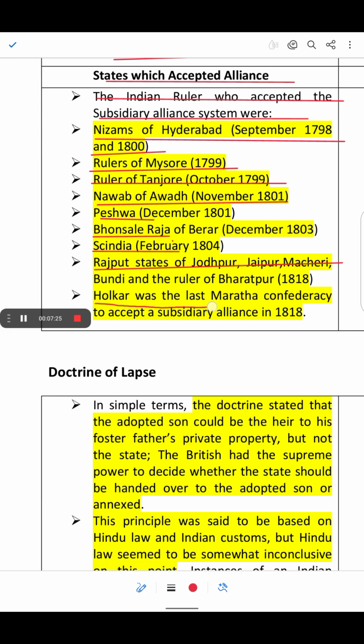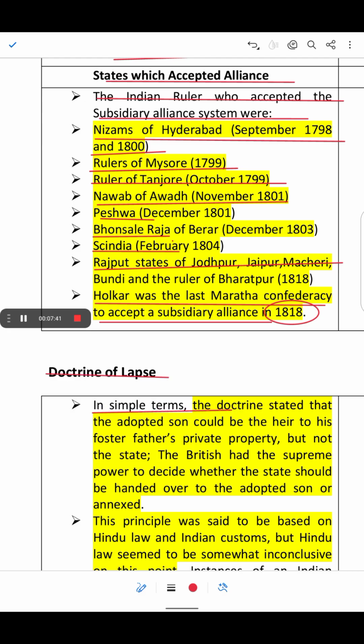And Holkar was the last Maratha confederacy to accept the subsidiary alliance in 1818. So this is all about the states that had accepted the subsidiary alliance. The next topic is the Doctrine of Lapse.